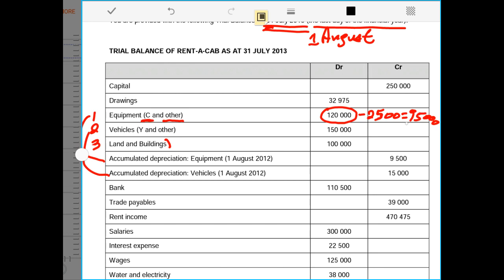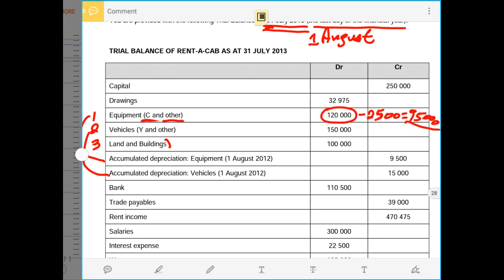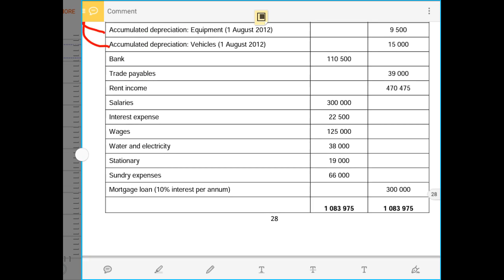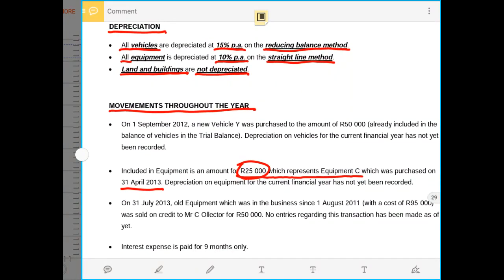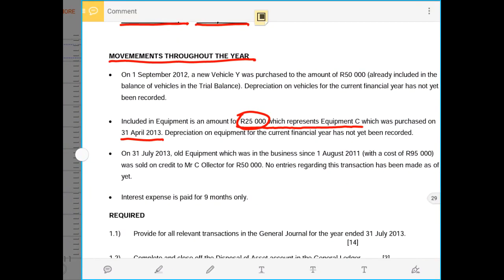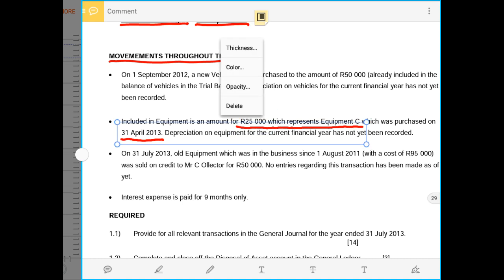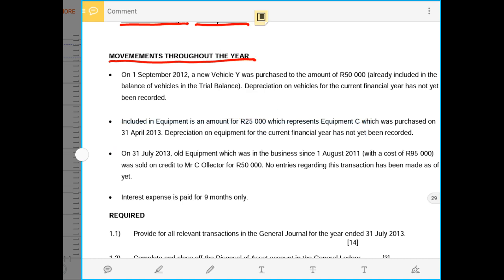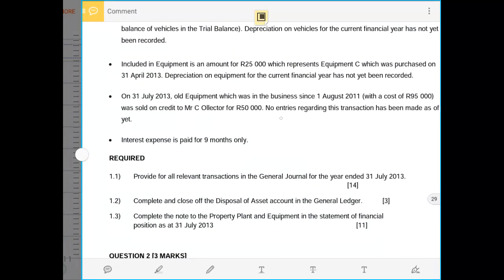Therefore, the opening balance of equipment at the beginning of the year will be an amount of 95,000 rands, excluding the 25,000 cost of equipment that was acquired at the end of the month of April in the year 2013. So now we'll also account for that when we do the ledger account for equipment, and also account for the depreciation only for 3 months when we do the depreciation in this transaction.